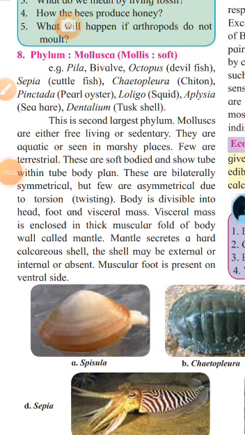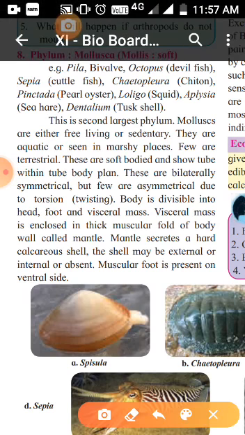Then we have the twisting part. Torsion is clear to everybody. And then the body can be divided into three parts here. You have head, foot, and the visceral mass. Visceral mass is covered by a muscular fold and you call that the mantle.